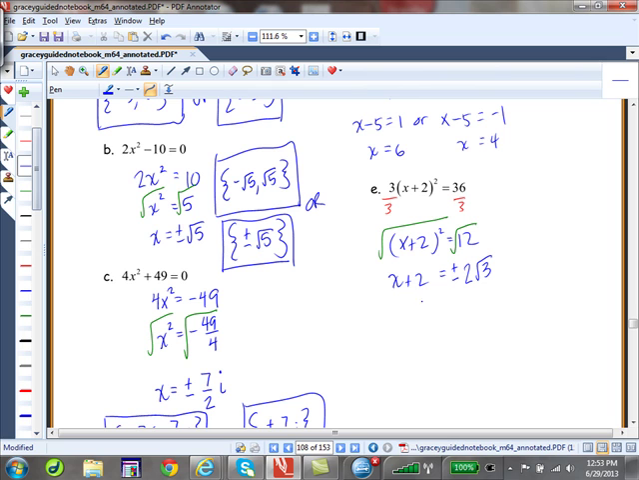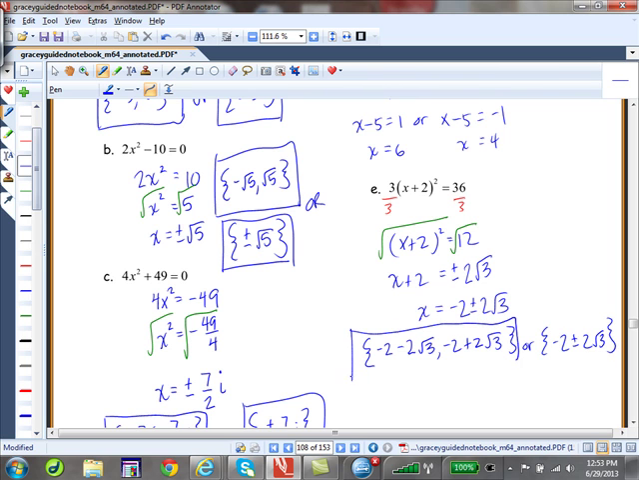So then, if I subtract 2 from both sides, we'll get x is equal to negative 2 plus or minus 2 root 3. So our solution set would be negative 2 minus 2 root 3, negative 2 plus 2 root 3, or negative 2 plus or minus 2 root 3 in the roster notation. So either one of these is fine.